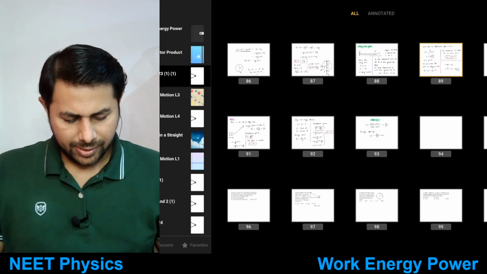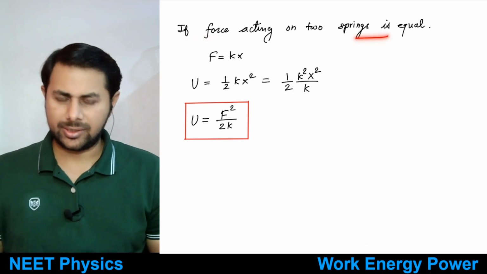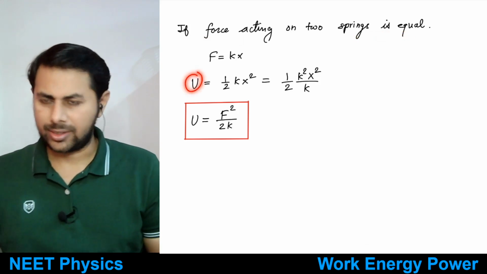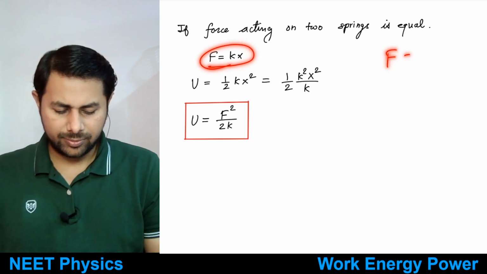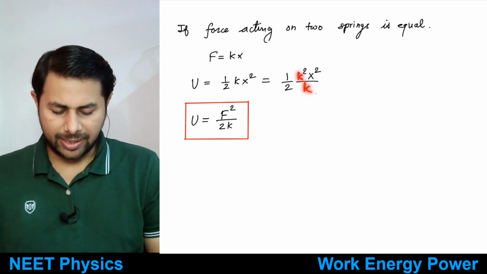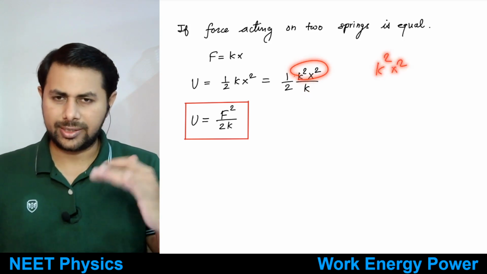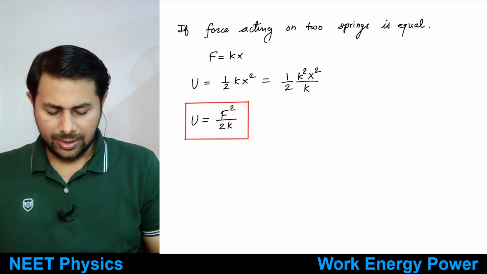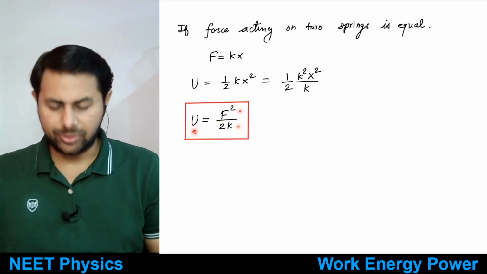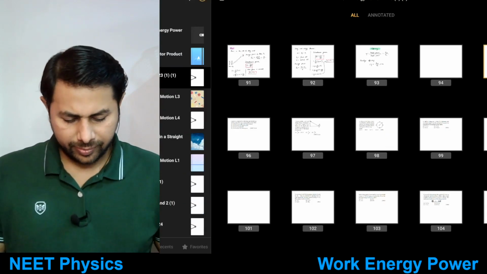So for a force acting on two springs, if the force is equal, then we can use this formula for potential energy. We know that force is equal to k into x in magnitude. So you can multiply by k and divide by k. What do you get then? In the numerator it is k square x square, which means F square, and then you get U is equal to F square divided by 2k. U is just equal to F square divided by 2k, right? Which thing? This one.